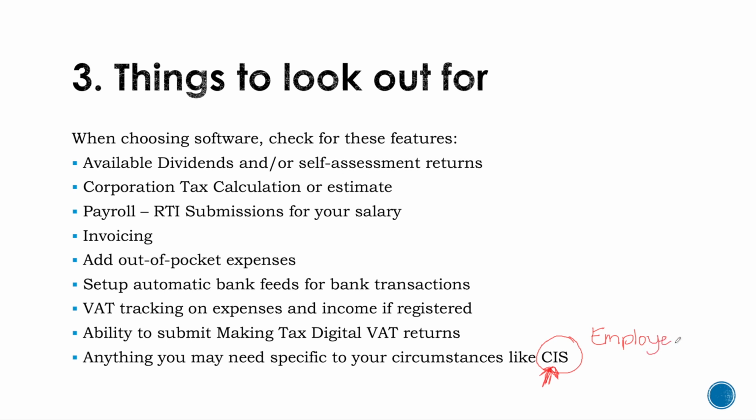So if you're actually deducting CIS from subcontractors and then wanting to pay that over to HMRC, you're going to need to produce the payslip for the CIS deduction, everything like that, and submit it to HMRC. So again, depending on what you need, pick the software you need because they don't all do the same thing.